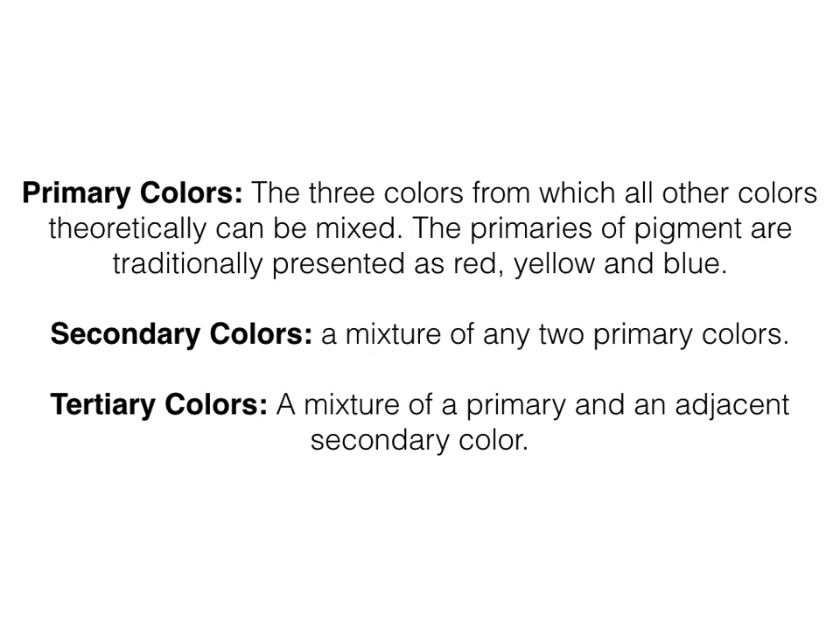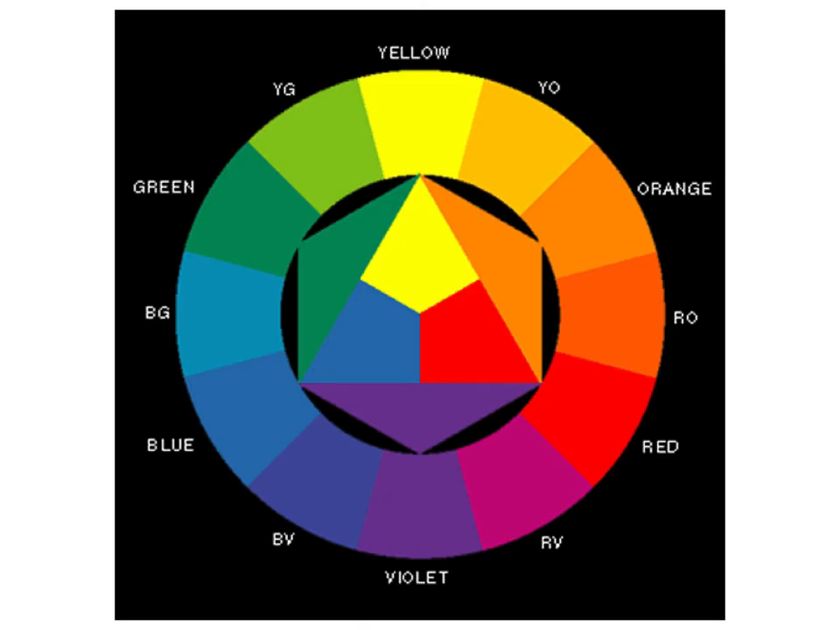Tertiary colors are a mixture of a primary and an adjacent secondary color. So again, in this, we can see our secondary color maybe over here is green, but if we added a little bit more yellow to it, it would become yellow-green. So any space in between a secondary and a primary is going to create our tertiary.